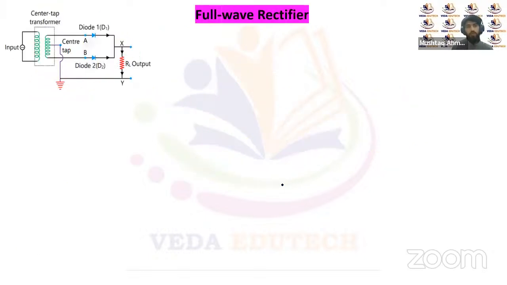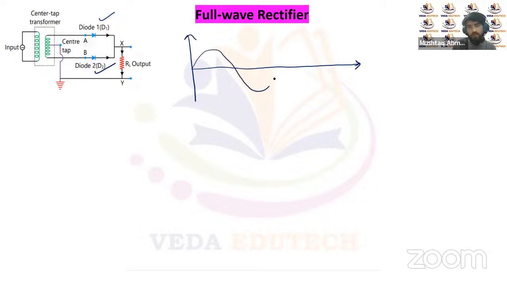Now talking about the full wave rectifier, in a full wave rectifier what we do is connect two diodes in the circuit. You can see this D1 diode, and there's the D2 diode in this circuit. Let's suppose we supply the same input voltage, the same AC or sinusoidal voltage, to the circuit. This is the same supply.